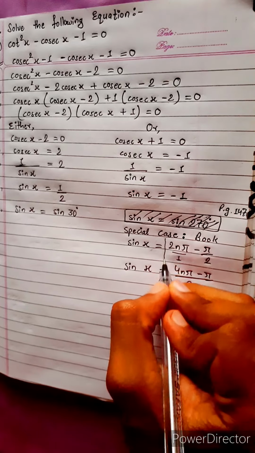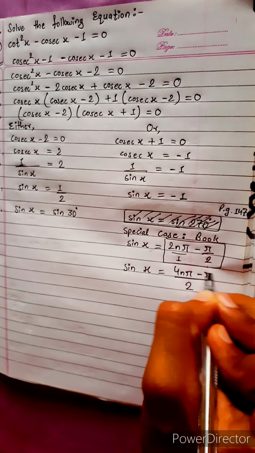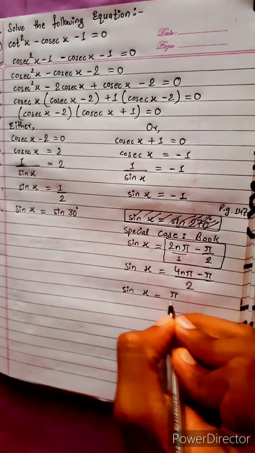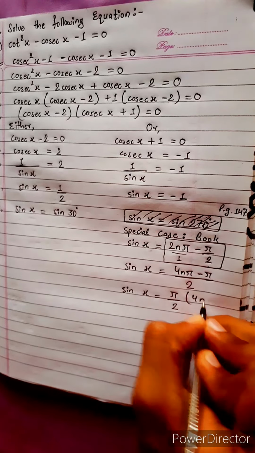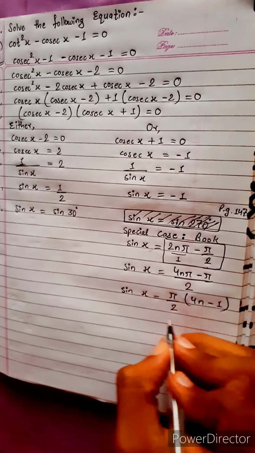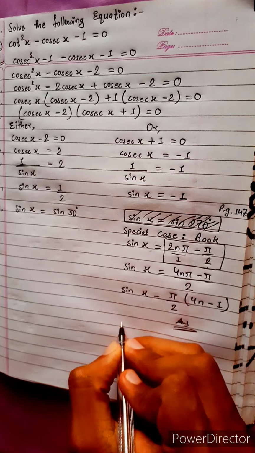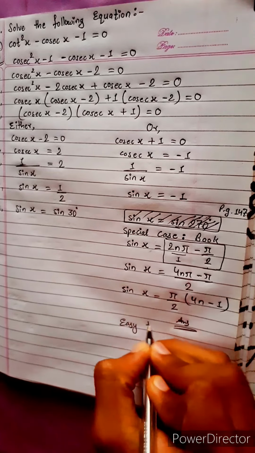I don't know from where this came, but this is a formula. So we have to read. Sin x equals pi by 2 common, remaining 4n minus 1. This is one of the answers. But look here, we can derive it this way also. Easy to understand, I will say. Easy to understand like this also.